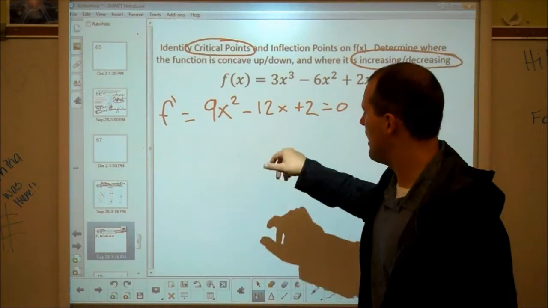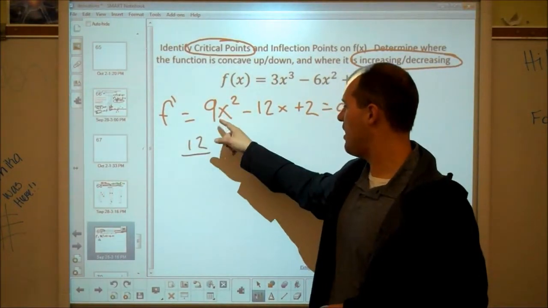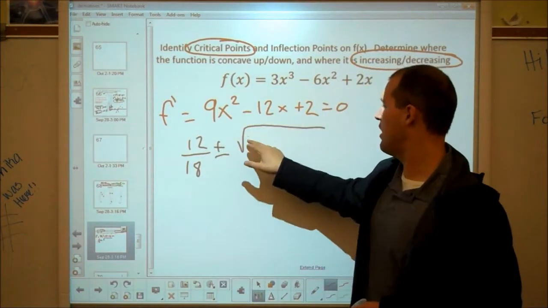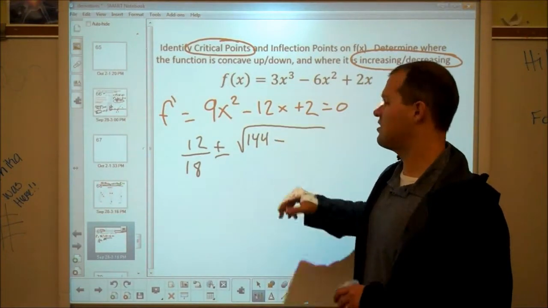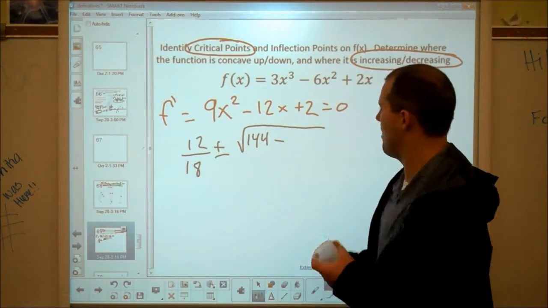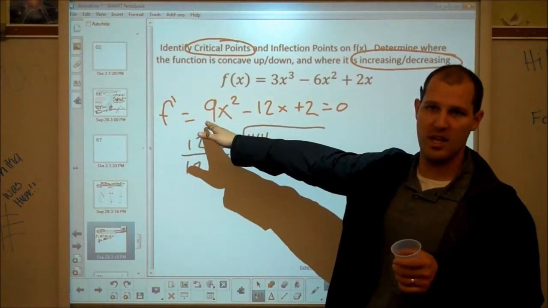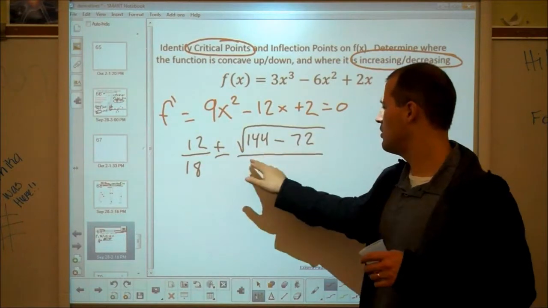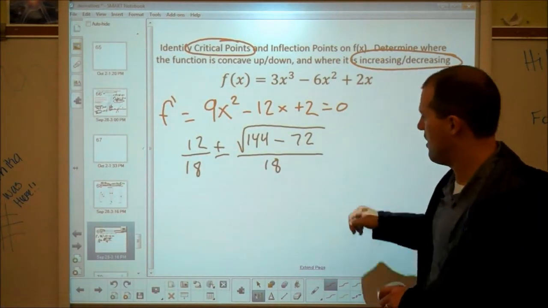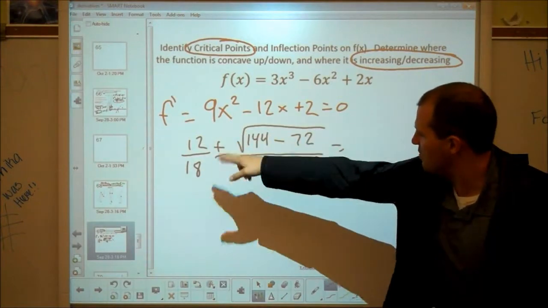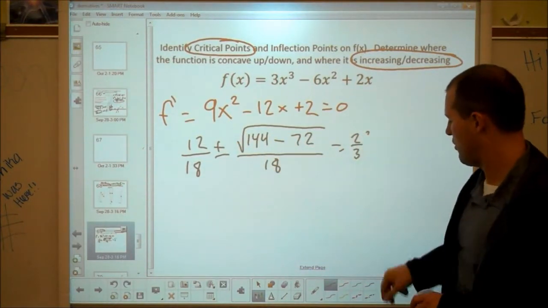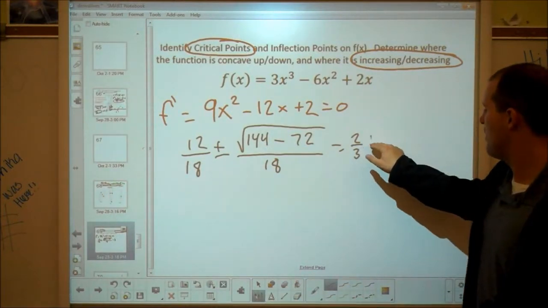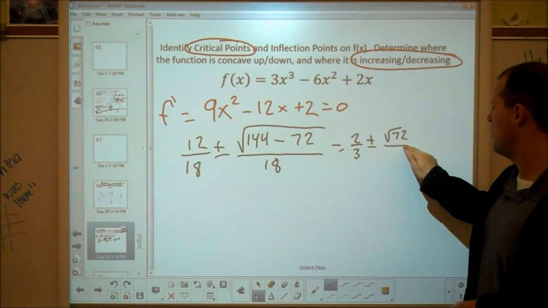Okay, let's do this. Remember, it's negative b, so that would be 12, divided by 2a, that would be 18, plus or minus the square root of b squared, that's 144, minus 4ac. Okay, let's do some mental math here. 4 times a, so 4 times 9 is 36, times 2 is 72. Let's do a little bit of simplification now. So we've got this. I think that simplifies to 2/3. Oops. 2/3. And we have plus minus root 72 over 18.